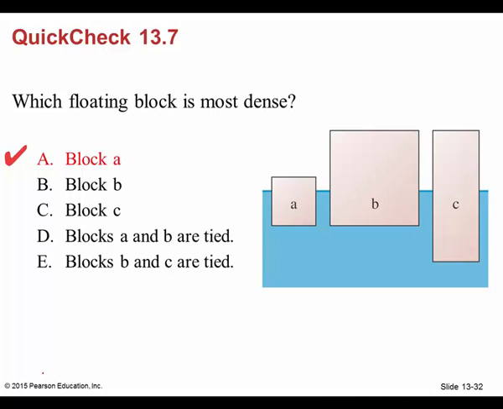So I did it again. Which floating block is most dense? It's that one. And you say, how do you know? Well, look at how they are in the water. Notice this one's about 2/3 out of the water. This one's half out of the water. This one here is about 3/4 underwater, so it has to be the most dense. How do you know? Because it's about to sink.